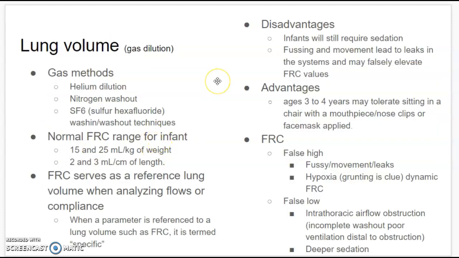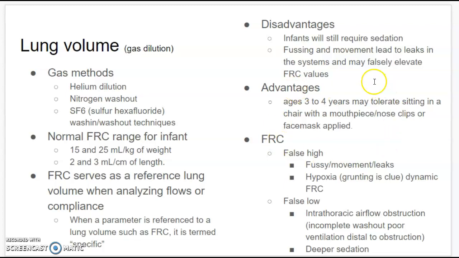So, gas dilution measurement of lung volumes can be used in infants as well as toddlers. The different gas methods are helium dilution, nitrogen washout, and SF6. The disadvantages are that infants will still require sedation. Any fussiness or movement can cause leaks, and that could falsely elevate your FRC results.